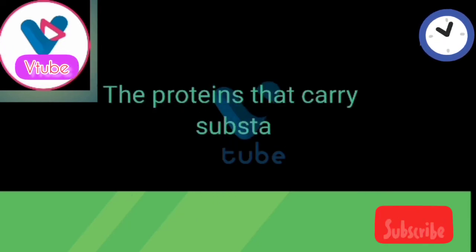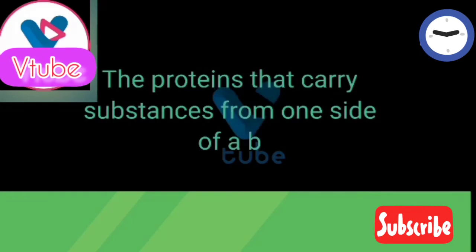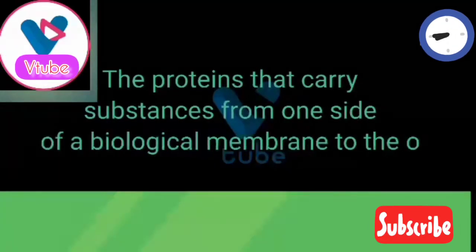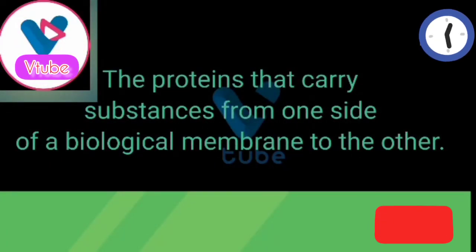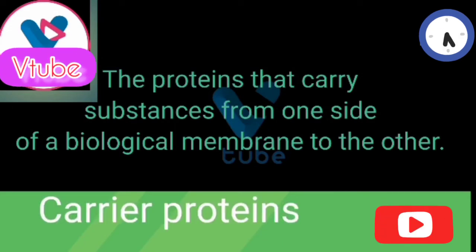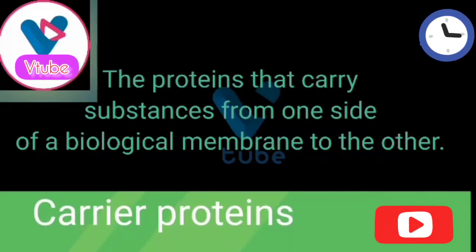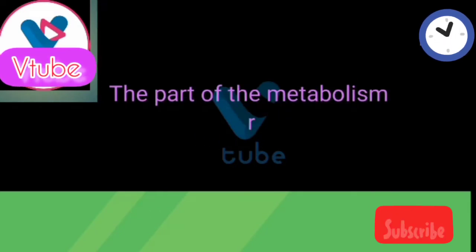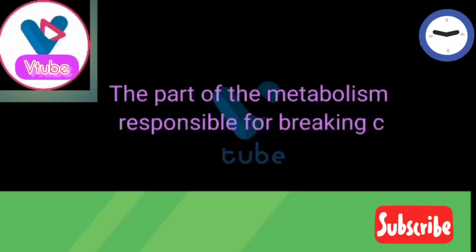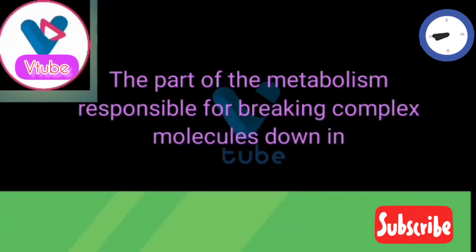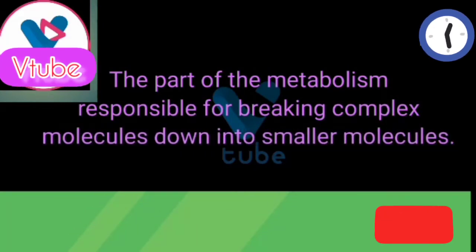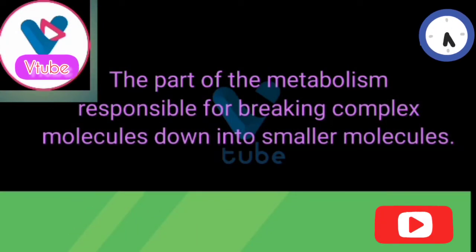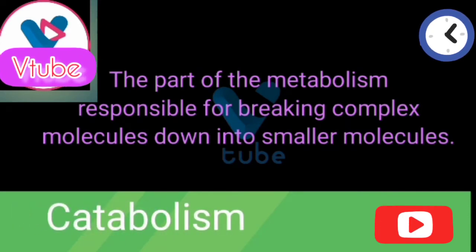The proteins that carry substances from one side of a biological membrane to the other are called carrier proteins. The part of the metabolism responsible for breaking complex molecules down into smaller molecules is called catabolism.